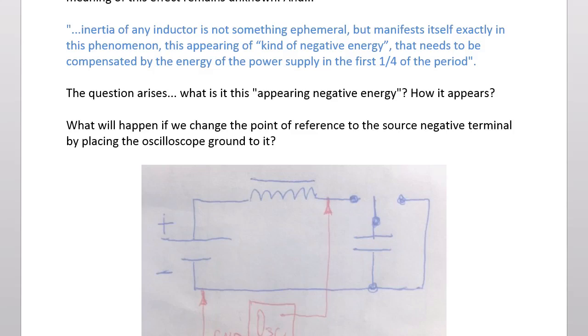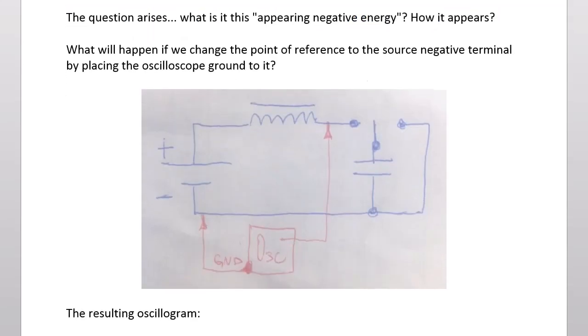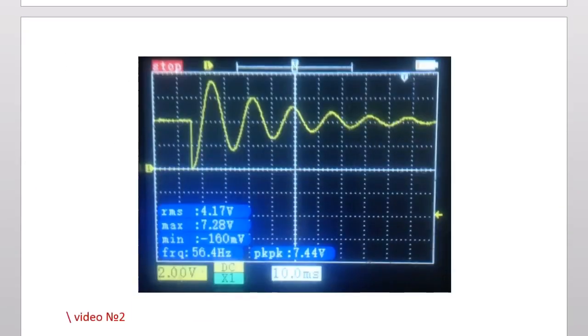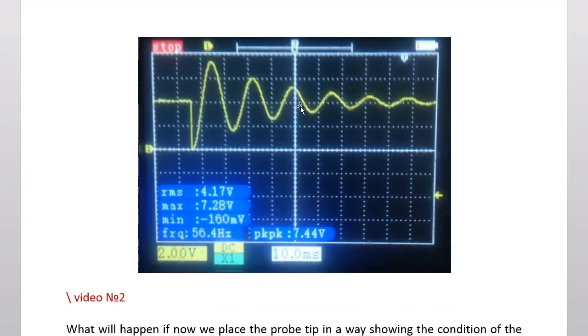What will happen if we change the point of reference to the source negative terminal by placing the oscilloscope ground on it? So I simply changed the ground to the minus of the battery to see the results. The results are here. You can see the DC of the battery, and then this is the place where the self-inductance EMF and the EMF of the battery cancel each other, and then slowly oscillations begin.